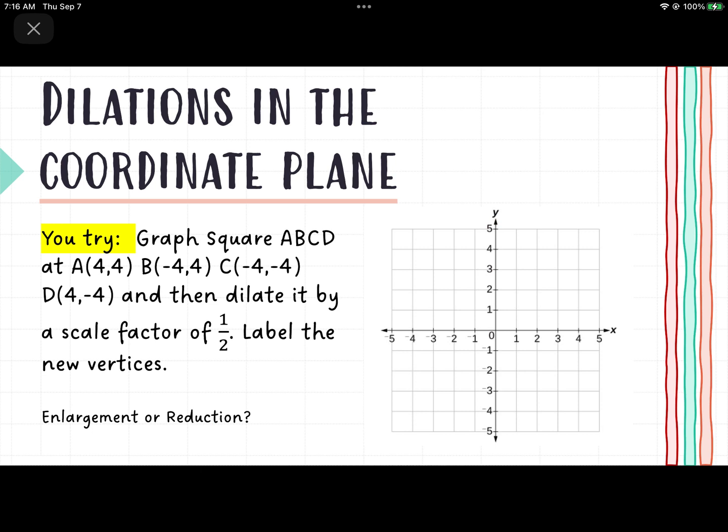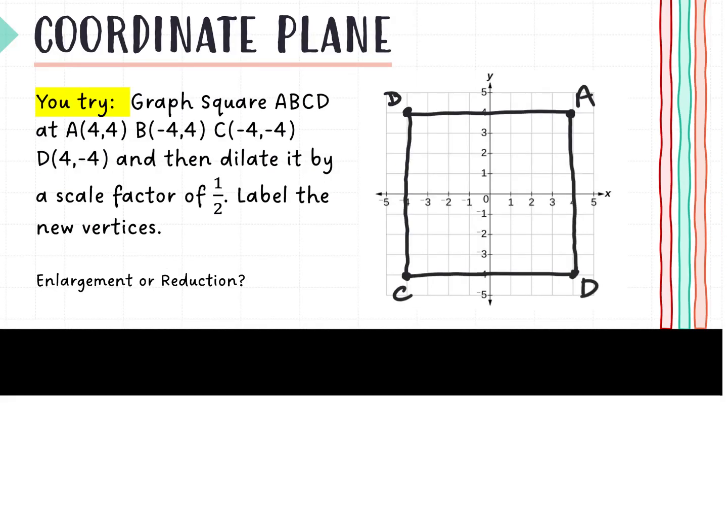All right, so now we have a square, and we're going to dilate it by a scale factor of 1/2. So, all right, sorry about that. I just paused for a second while I was drawing my square, and now I need to dilate it. So all of these ordered pairs are about to change. A was 4, 4, and we're multiplying by 1/2. So now A prime is 2, 2.